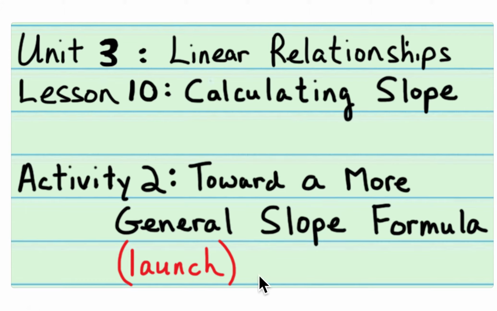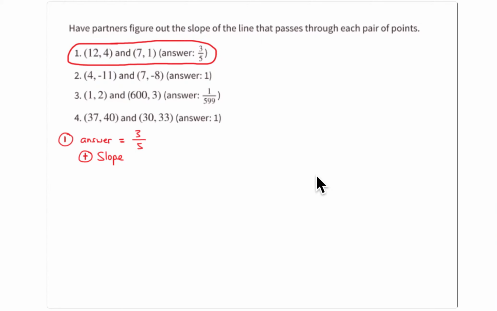These are 4 problems to get you into thinking about activity 2, which is moving towards a more general formula for finding the slope. So this is called a launch, just 4 problems to get you thinking about this. And for all 4 problems, they ask you to figure out what the slope is of a line that passes through each pair of points.